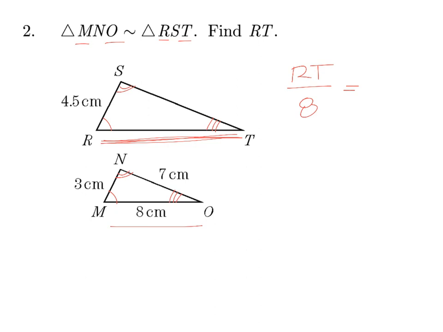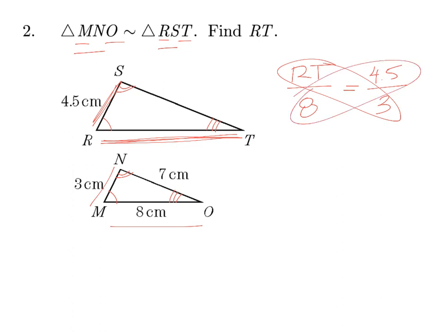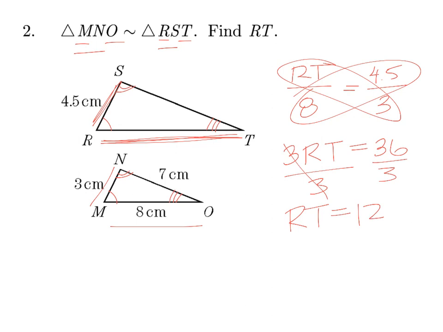Then I have this side here, which is 4.5. That's RS. RS corresponds to MN. MN is 3. Alright, so now I'm going to cross multiply. And I get 3RT is equal to 36. I divide by 3, and RT is equal to 12. Done.